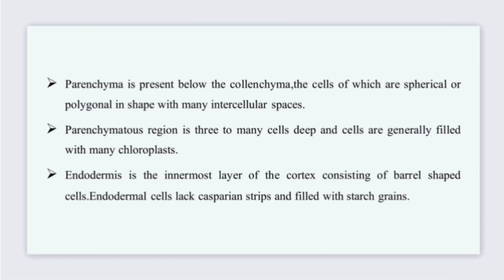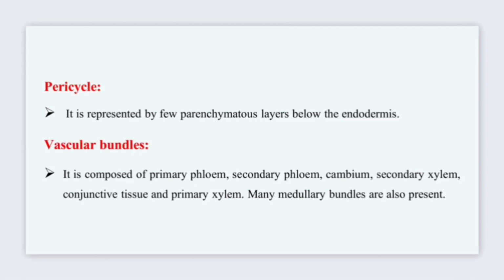Endodermis is the innermost layer of the cortex consisting of barrel-shaped cells. Endodermal cells lack Casparian strips and are filled with starch grains. Pericycle. It is represented by a few parenchymatous layers below the endodermis.